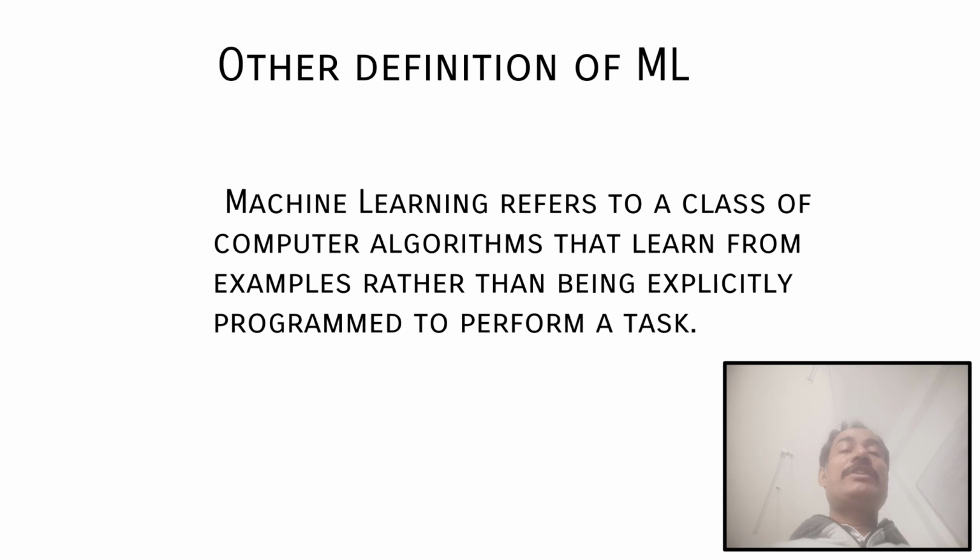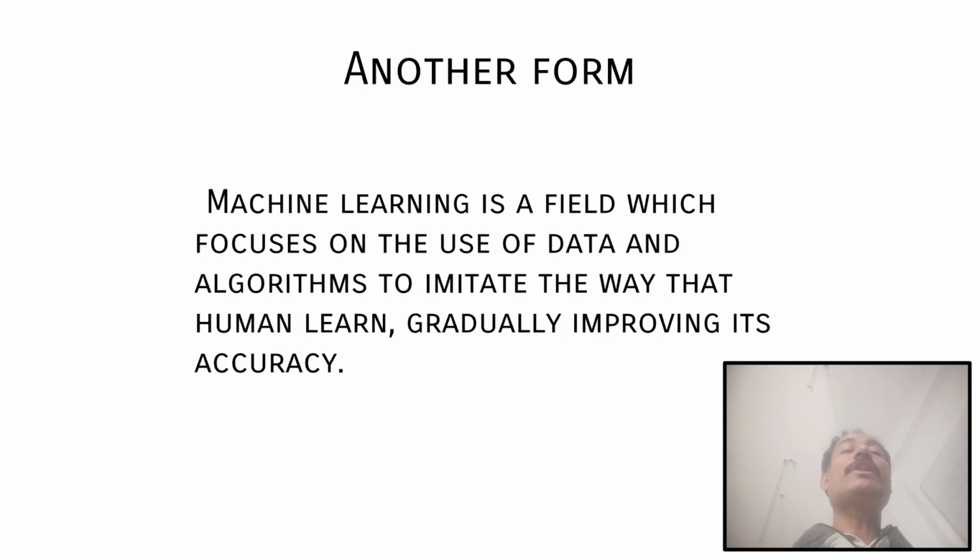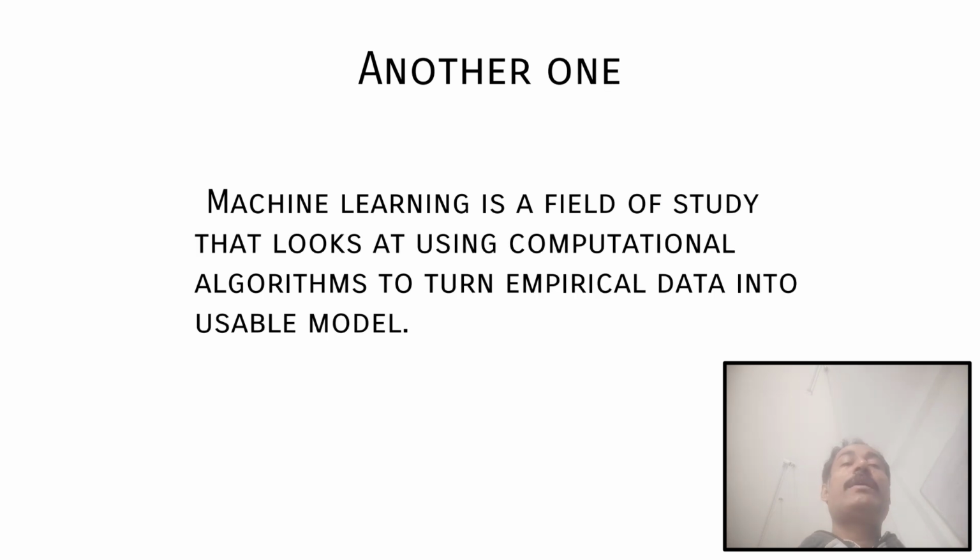And here is another definition, which states that machine learning refers to a class of computer algorithms that learn from examples rather than being explicitly programmed to perform a task. Another one: machine learning is a field which focuses on the use of data and algorithms to imitate the way that humans learn, gradually improving its accuracy. The next one: machine learning is a field of study that looks at using computational algorithms to turn empirical data into a usable model.